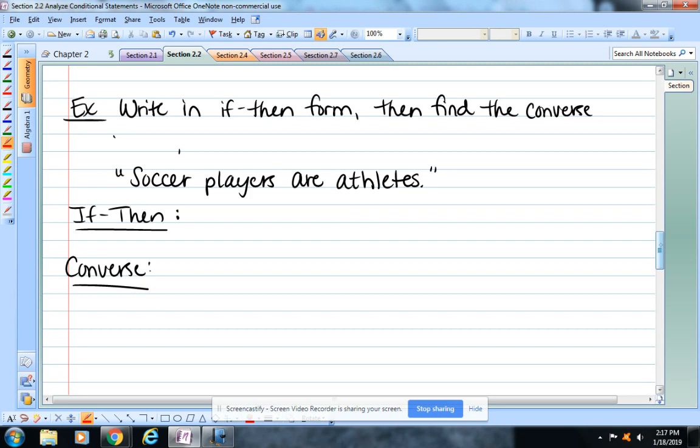So how do you think I can make an if-then statement about soccer players being athletes? Noah. If you are a soccer player, then you are. Yes. Or you could even change it a little bit and say if a student is a soccer player, then he is, or if a person is. You don't have to say you. There's other words you can put in there to make it mean the same thing. So I'm going to say it like he said it because I liked it. If you are a soccer player, my handwriting is terrible, y'all. Then you are an athlete.